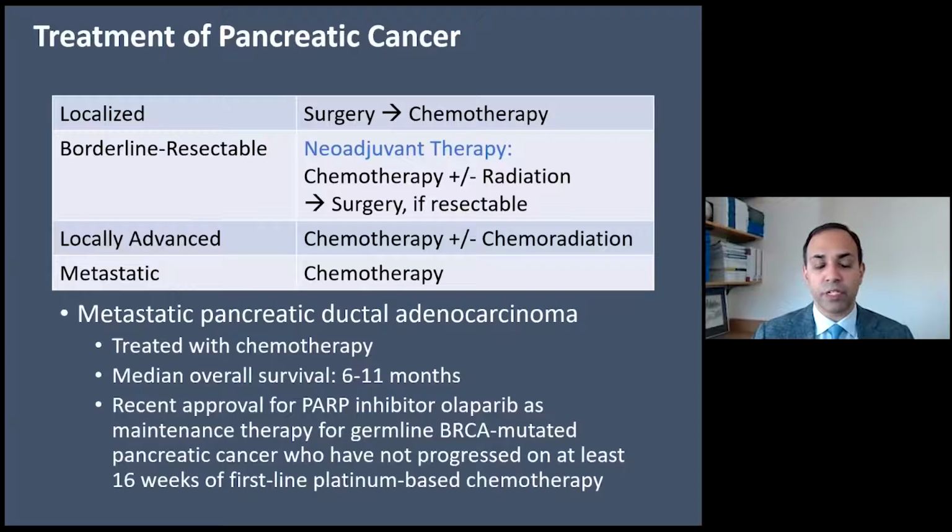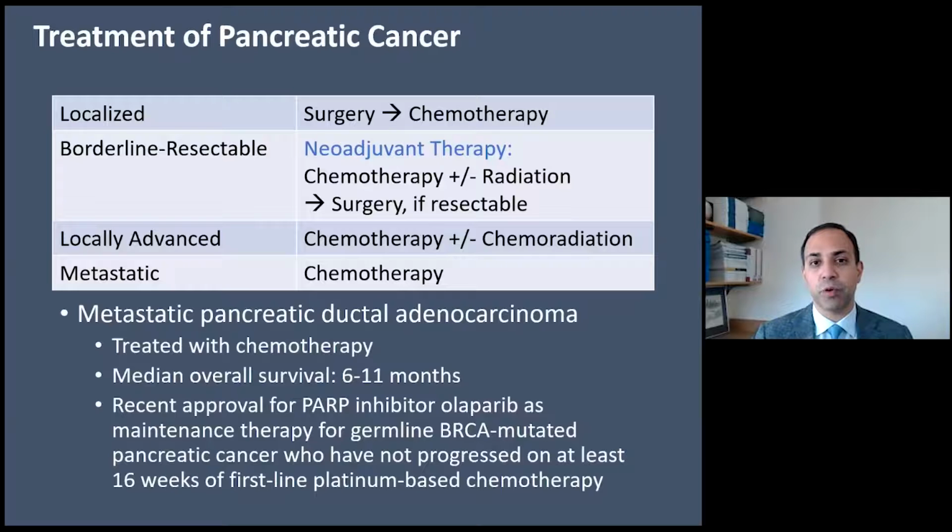Patients with locally advanced tumors are those that do not have metastatic disease, but where the primary tumor has a degree of vascular involvement that precludes surgery. These patients are primarily treated similarly to patients with metastatic disease, though there may be some role for chemoradiation for these patients. There's a growing understanding of a category of patients with borderline resectable disease.